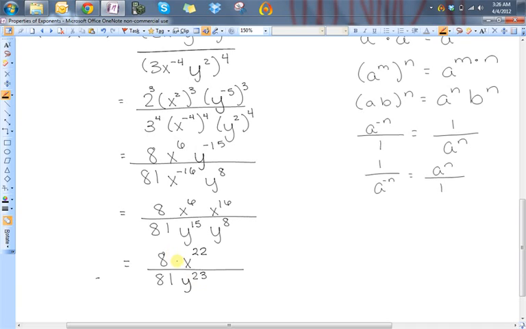Okay, so once you see that you don't have any factors repeating, or bases of factors repeating, and no negative exponents, no parentheses, you know you're done.